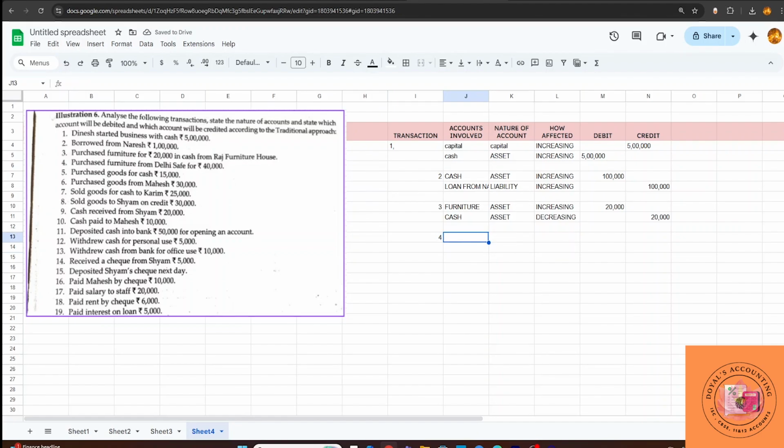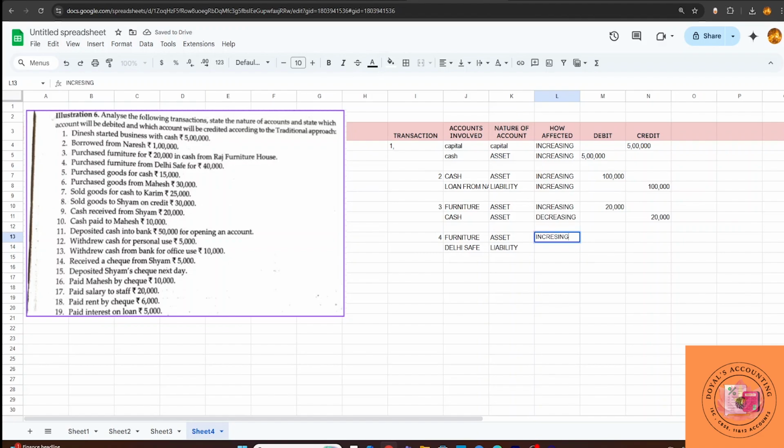So, purchased furniture from Delhi Safe for 40,000 rupees. Now, see, in this transaction, unlike the previous one, they do not mention cash. That means it has been purchased on credit. So now we will have to incorporate the name of Delhi Safe in our books. Furniture is an asset and Delhi Safe is a liability because we owe money to the furniture store.